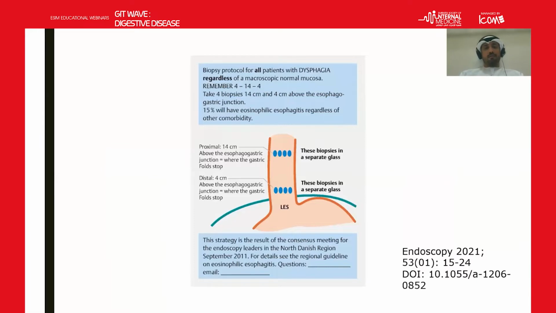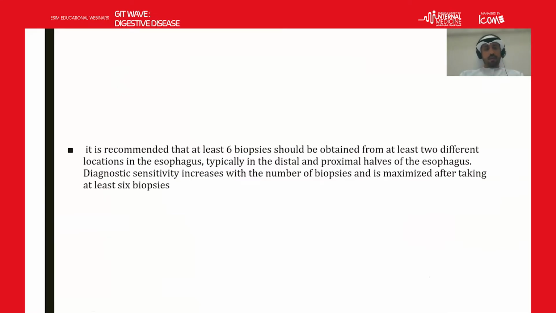So if you find the typical symptoms and the endoscopic findings, what should we do in this situation? If you have a high suspicion of EOE, it is advised to take biopsies, at least 6, from the distal esophagus and proximal esophagus, around 4 centimeters above the lower esophageal sphincter and 14 centimeters above it. It is recommended that at least 6 biopsies be obtained from at least 2 different locations, distal and proximal half, during endoscopy.